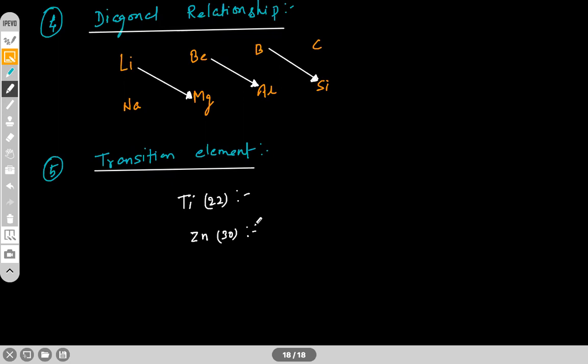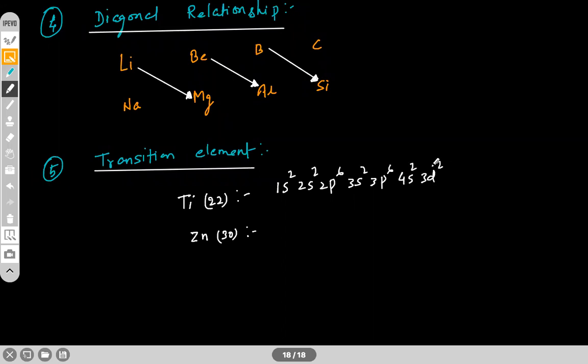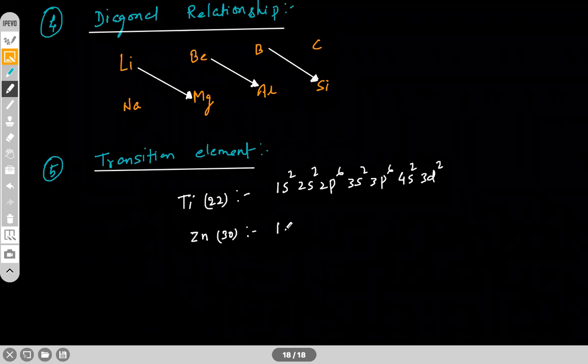3s2, 3p6, 4s2, 3d2. Okay, correct. What about zinc? So the electronic configuration here is 1s2, 2s2, 2p6, 3s2, 3p6, 4s2, 3d2.